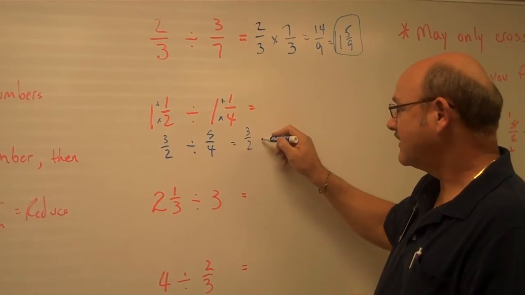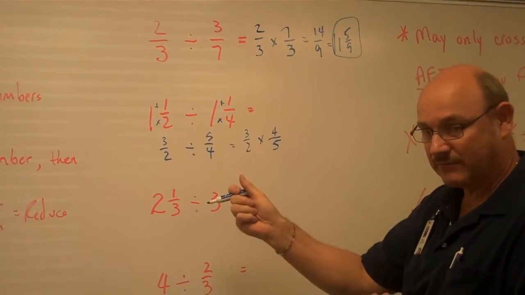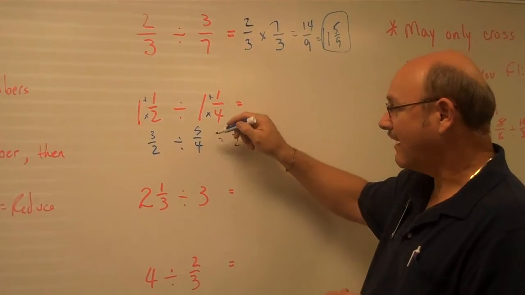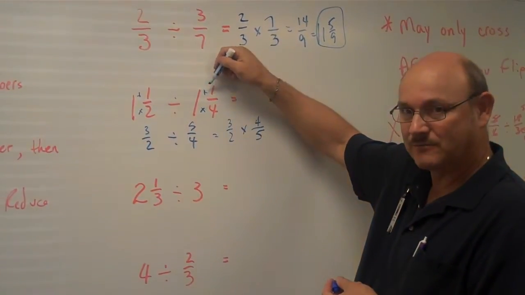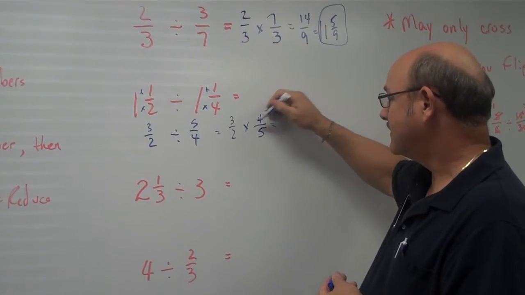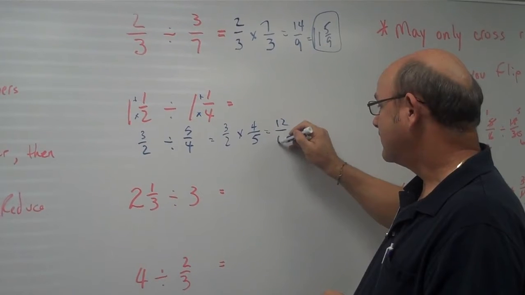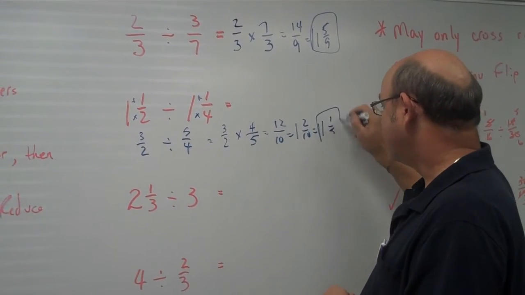This is 3/2 times 4/5. We flip the second number, after we made it an improper fraction. We can't really flip it here, it's a mixed number. So we make it an improper fraction, then we flip it. Now it's top times top, bottom times bottom, 1 2/10, 1 1/5. Final answer.